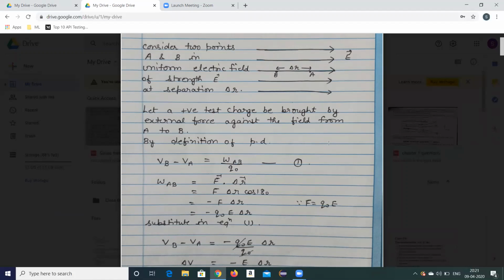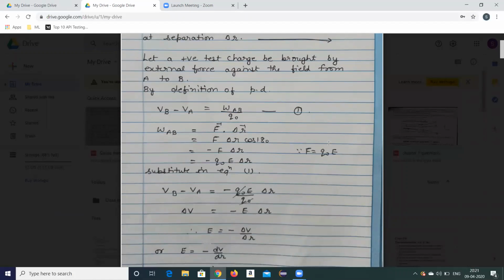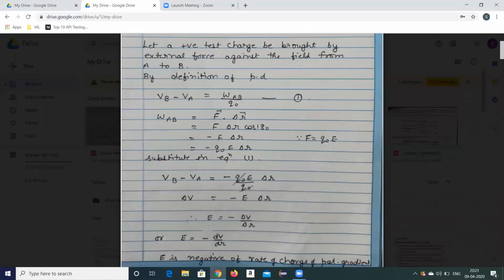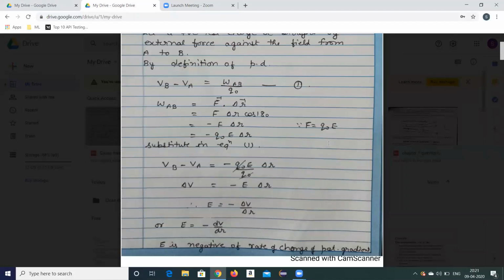Now again we know F is equal to Q naught E. Now substitute the value of F. F is equal to Q naught E into delta r. Now VB minus VA will be equal to minus E delta r. That is, E is equal to minus dV by dr. That means electric field intensity is negative of potential gradient.